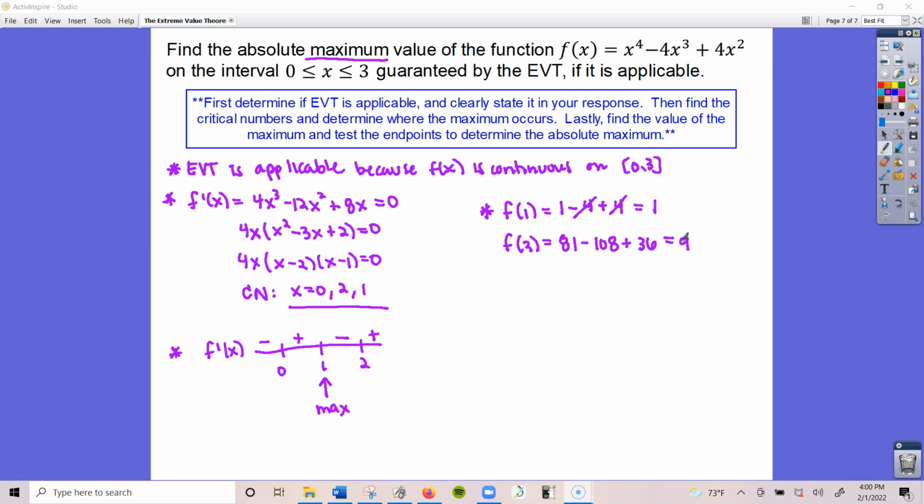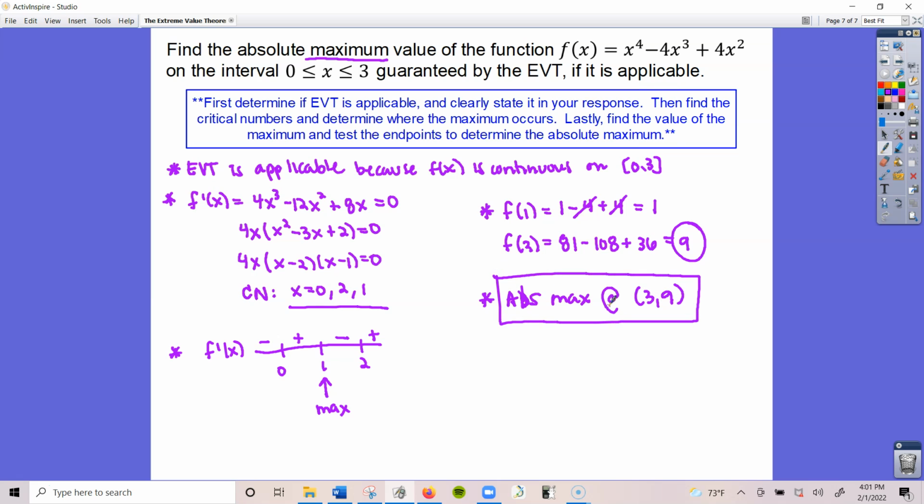So from here, I can conclude that my absolute maximum is here at f(3). So my final answer would be that there is an absolute maximum at (3, 9). And that's the extreme value theorem.